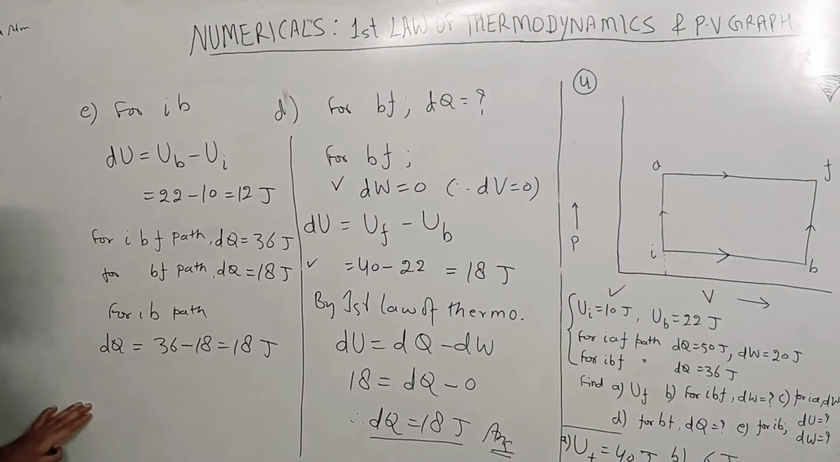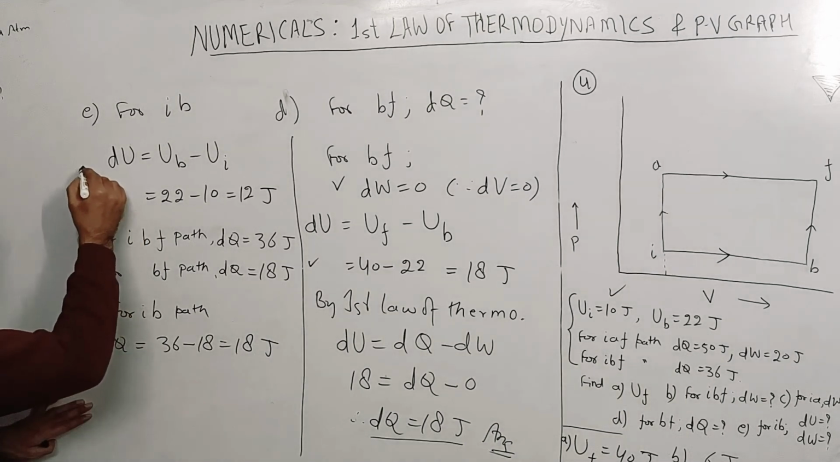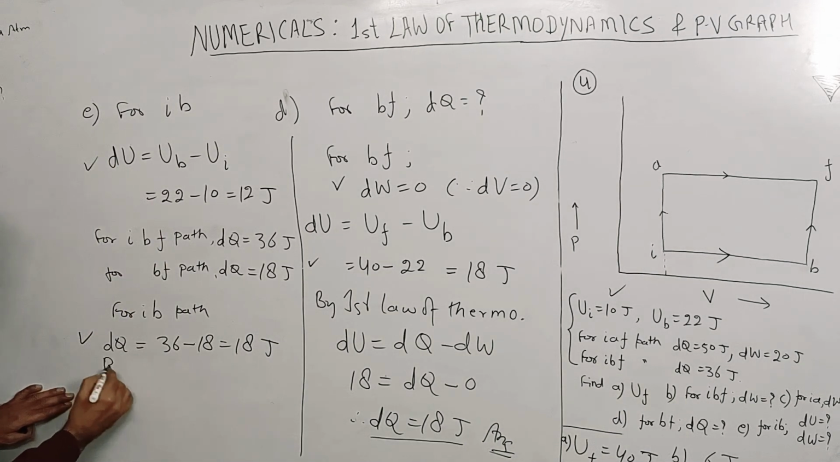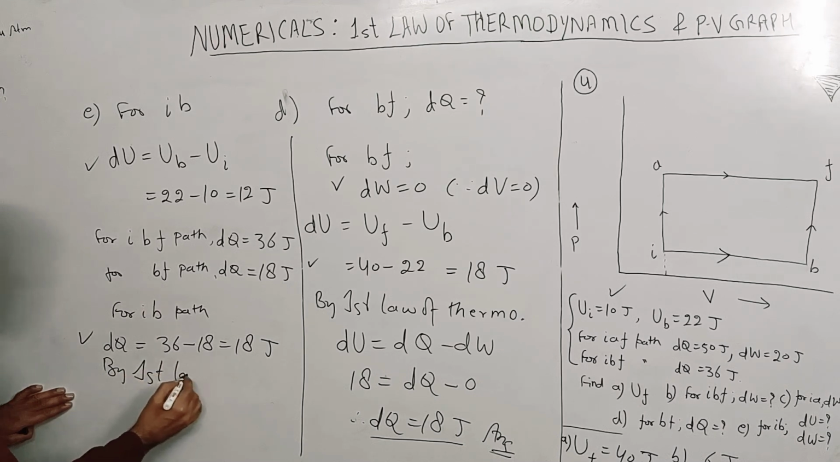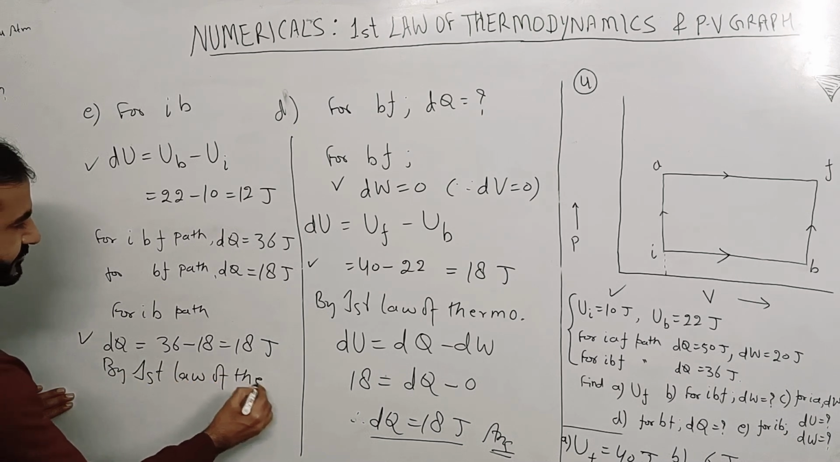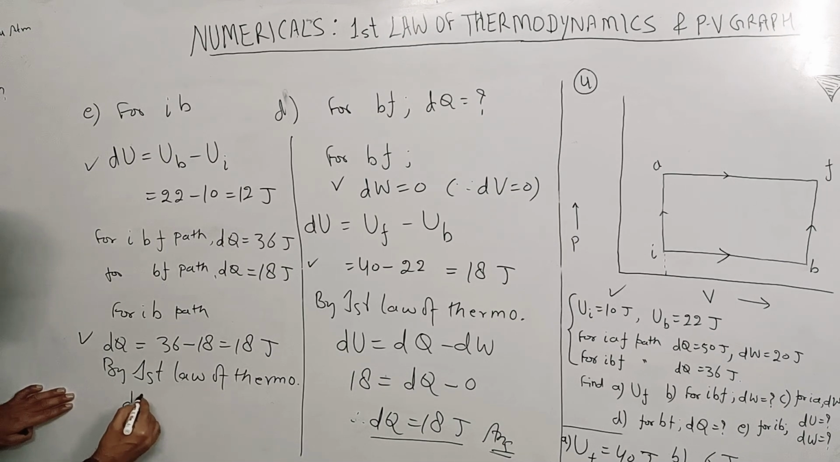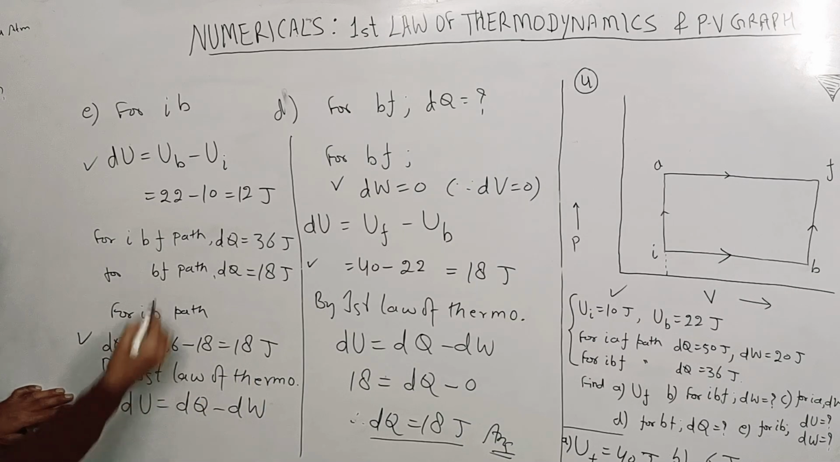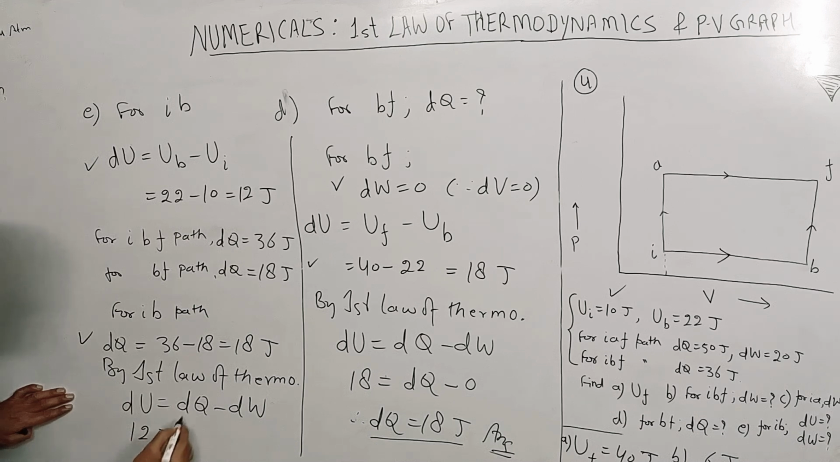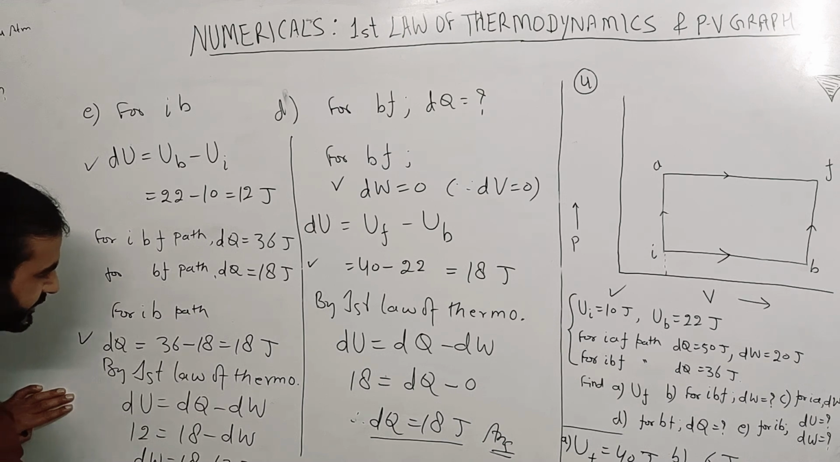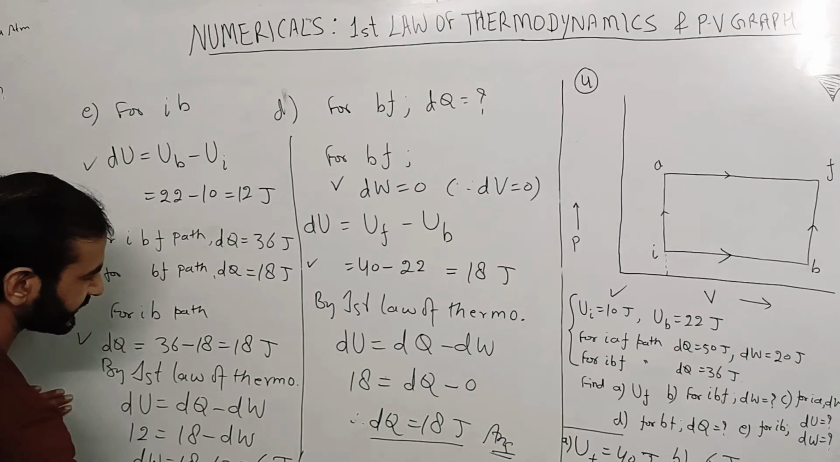Now dW, apply the first law. We have dQ, we have dU. By the first law of thermodynamics, dU equal to dQ minus dW. dU is 12, dQ is 18, so dW will be 18 minus 12, that is 6 joule. Answer.